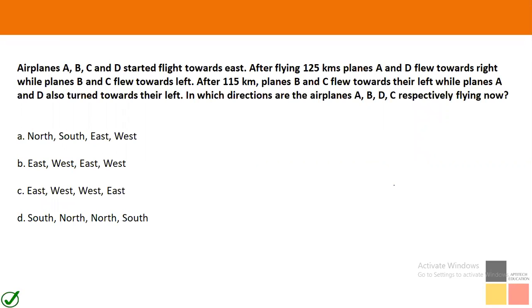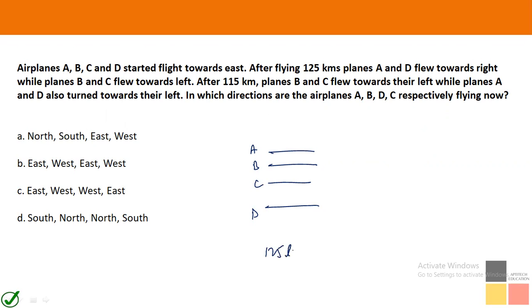Next. We are talking about some airlines, as I can make out from the first line. Airlines A, B, C, and D start flying towards east. So let's draw some airlines. A, B, C, and D start flying towards east after flying for 125 kilometers.